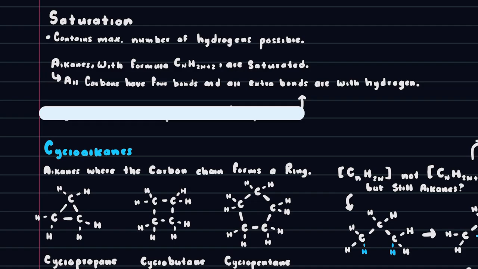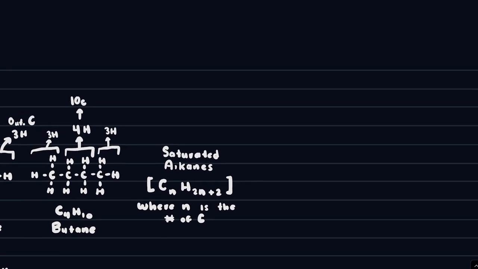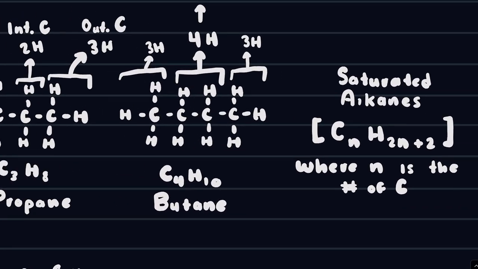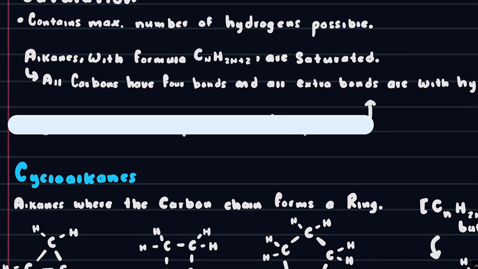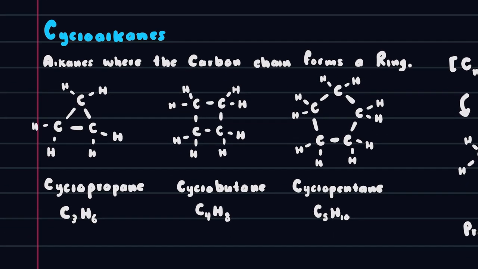A molecule is saturated if it contains the maximum number of hydrogens possible for its carbon skeleton. Alkanes with the formula CnH2n+2 are saturated because every carbon has 4 bonds and all extra bonds are with hydrogen, as we saw in our last lesson. Every single carbon is single bonded to another carbon, and the rest of the extra bonds it has are with hydrogen. But what happens if we form a ring or a double bond, for example?